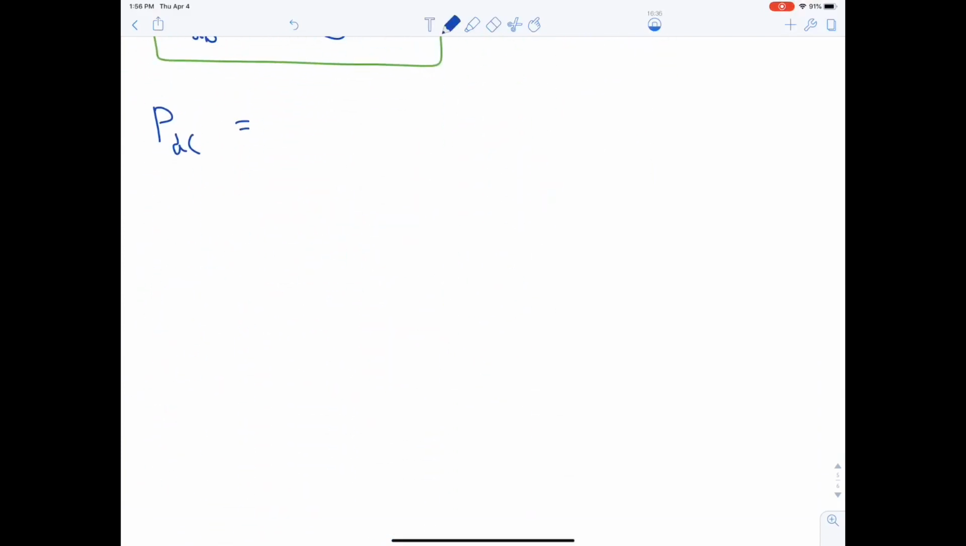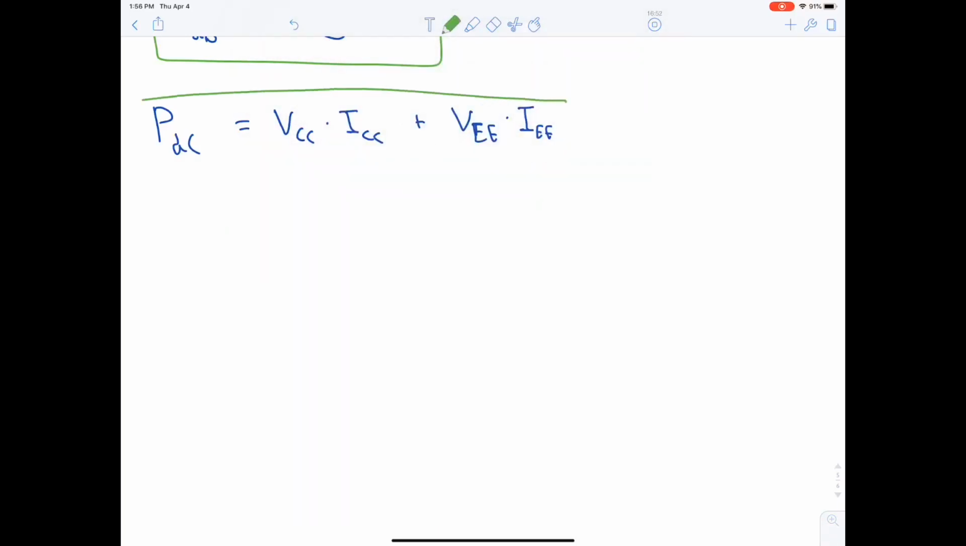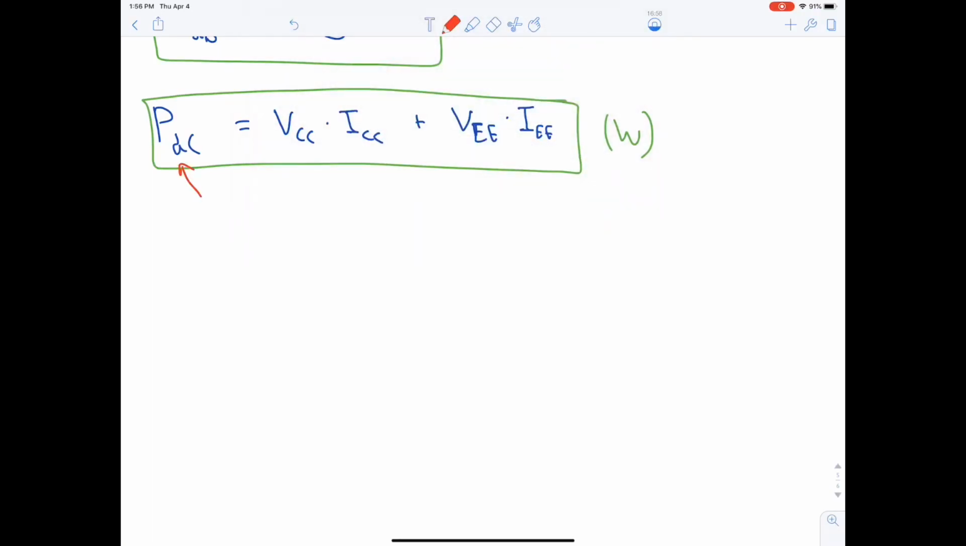The power of the DC supplies is VCC multiplied by ICC plus VEE multiplied by IEE. The unit of this is watt. The name of this is the power of the DC supplies.